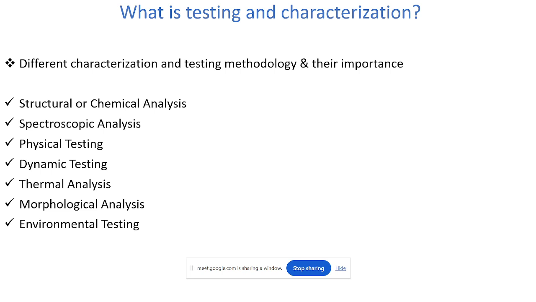Before going to the testing and characterization, I will just briefly discuss what we have discussed last week, that is classification of polymers and their structure property relationship, how the structure can tune different physical and chemical properties. We have discussed crystallization temperature, melting point, crystallinity, and also copolymer, how they are different from homopolymer, etc. So today we will discuss the different testing and characterization methods.